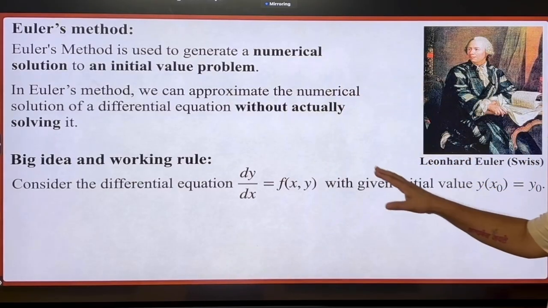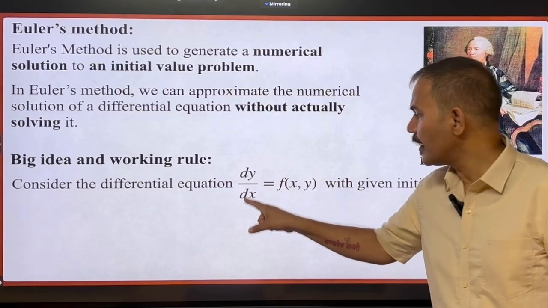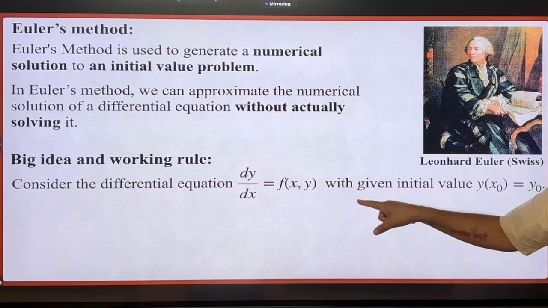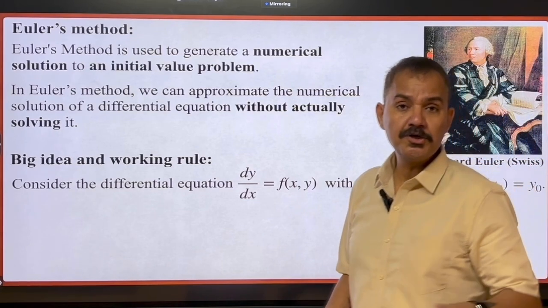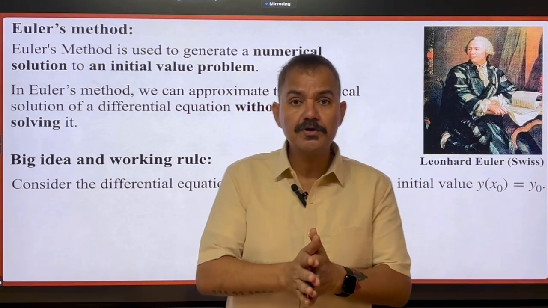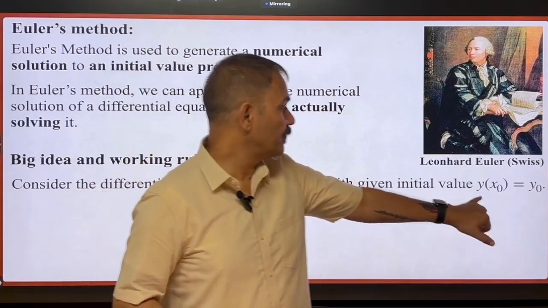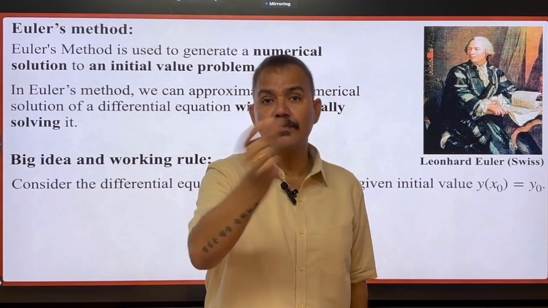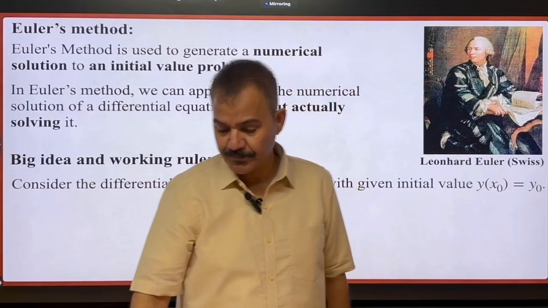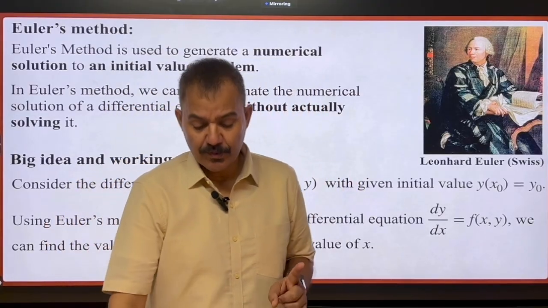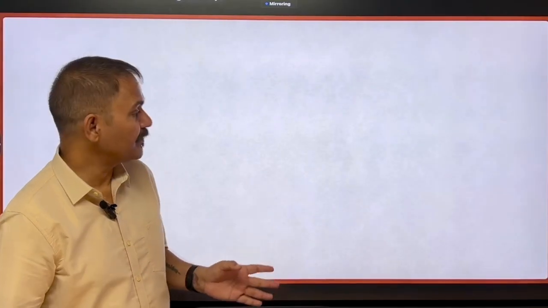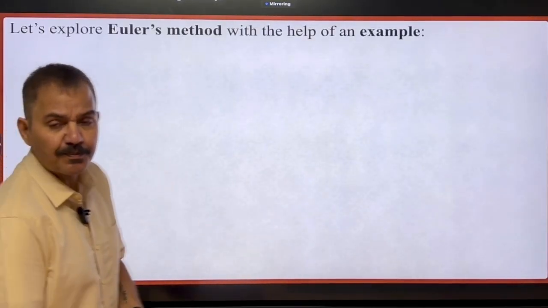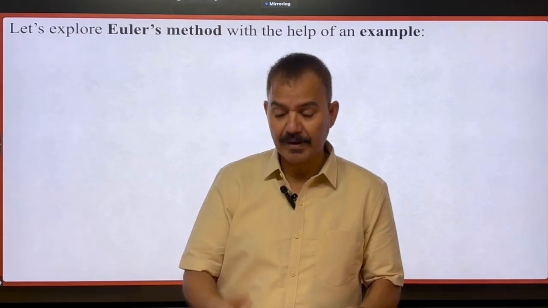When you are given a differential equation, write it in the form dy upon dx is equal to a function of x and y, with a given initial value. You will always be given an initial value problem. That is, you will be given a value of y for some value of x. Using Euler's method, without solving this equation, we can find the value of y corresponding to x. Let's explore this with the help of an example.